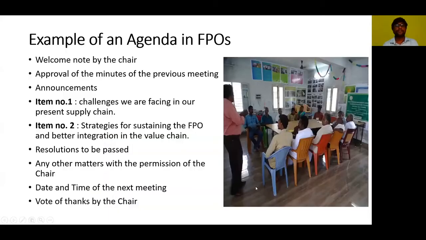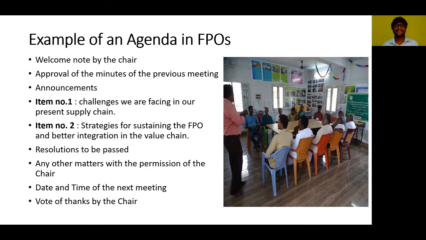Next, let's see the examples of an agenda in FPOs. In the picture, we can see a group of people of an FPO sitting, and a person is addressing them. The agenda of this FPO goes like this: the first item in the meeting is a welcome note by the chair. The welcome note will be spoken by the chair. So that is the first subject heading which we will be placing in the agenda.